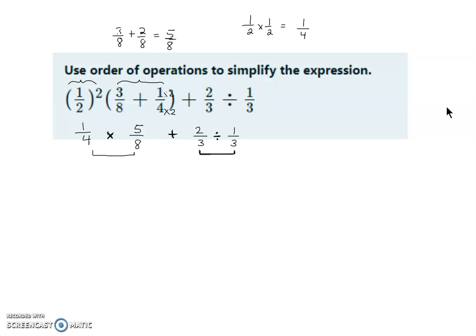So let's do that. So 1/4 times 5/8, we don't care about the denominator. We're going to multiply numerators. There's nothing to cross reduce here. So 1 times 5 is 5. 4 times 8 is 32. And we're going to add that to 2/3 divided by 1/3.